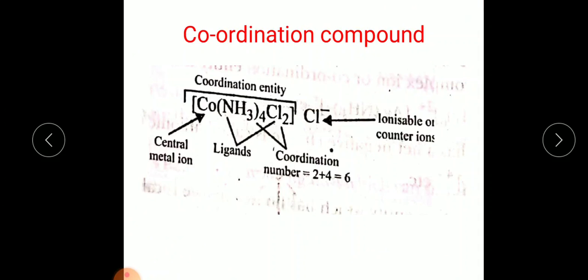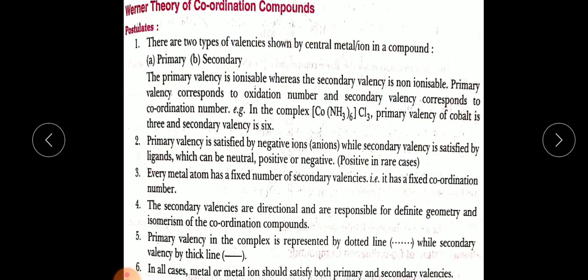Next, coordination compound. This is a simple summary of the important terms that we have learned. So this is the coordination compound. In this we call it the central metal atom or ion. These two are called ligands. This is the coordination sphere, or we can call it the coordination entity, and the coordination number of this will be 2 plus 4 plus 2, that is, the total number of ligands, 6. Okay, and this will be the ionizable or counter ion, we can say.